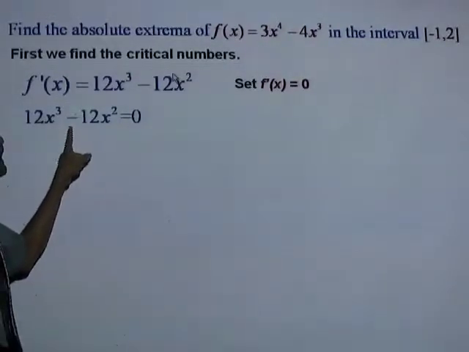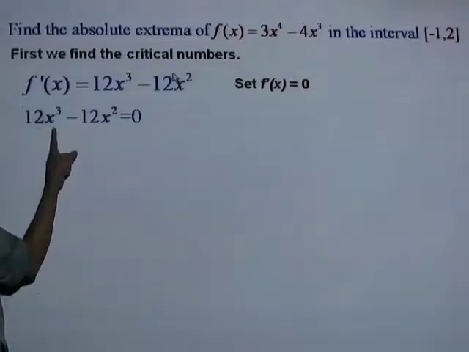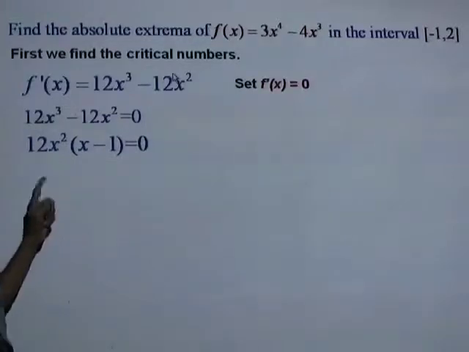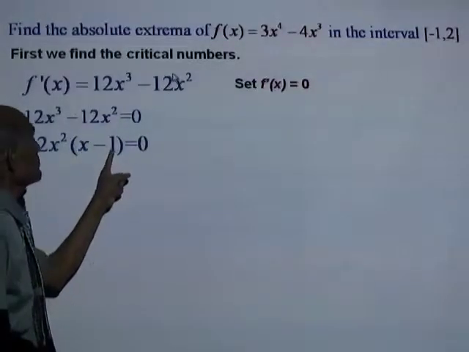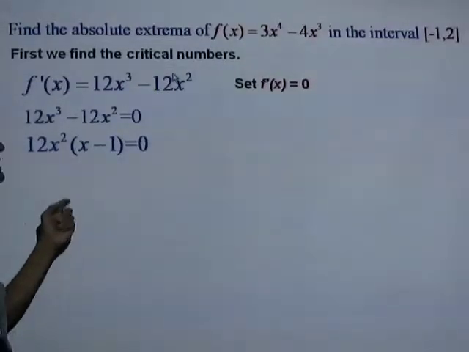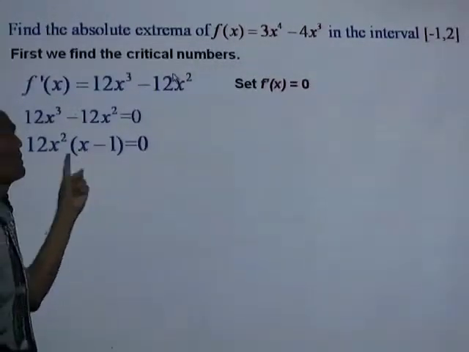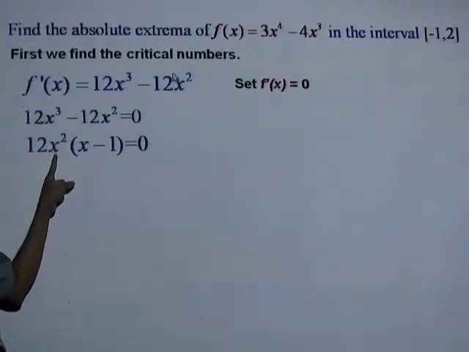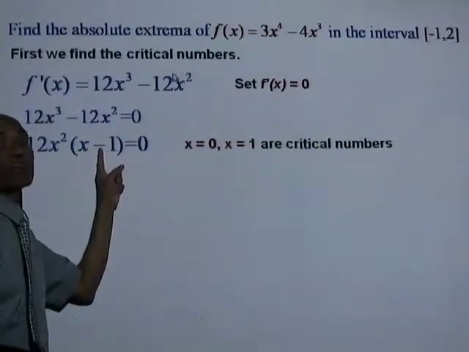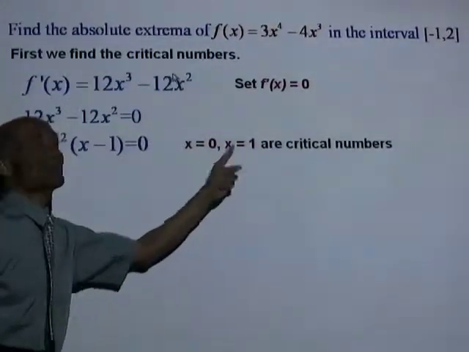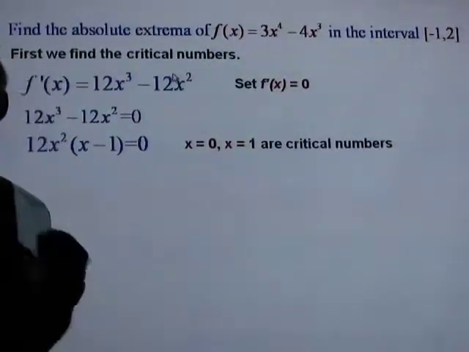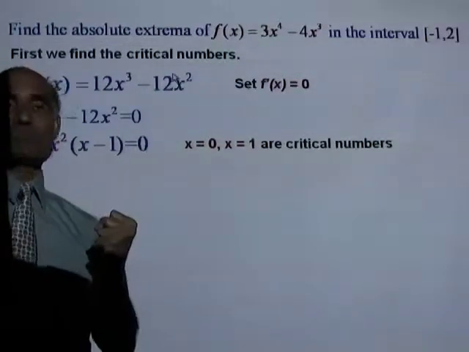How do you solve that? Factor out the common factor. What's the common factor here? 12x squared is common. So 12x squared times x minus 1 equal to 0. And that's now simple. What are the values of x that will make this expression 0? First, x equal to 0. And when x minus 1 equal to 0, x equal to 1. And these are the critical numbers. X equal to 0 and x equal to 1 are the critical numbers.